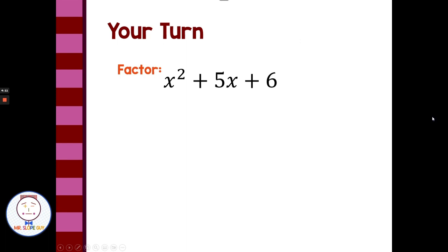All right, you guys try this one on your own. Factor x squared plus 5x plus 6. Pause the video here, come back, check, see how you did.